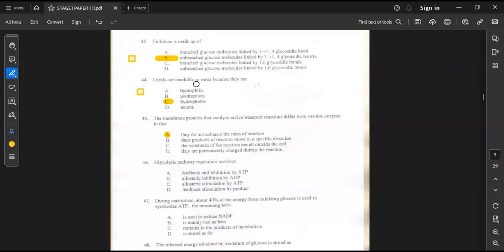Glycolytic pathway regulation involves feedback inhibition by ATP, allosteric inhibition by ADP, allosteric stimulation by ATP... Wait, someone is saying C is the answer regarding the substrates of the reaction are all outside the cell. Okay, never mind. They've saved me. This normal saline is messing with us.